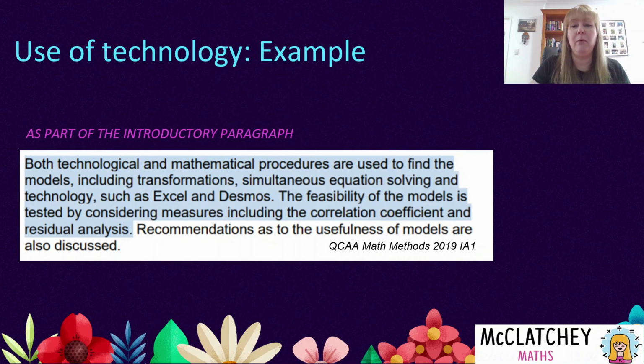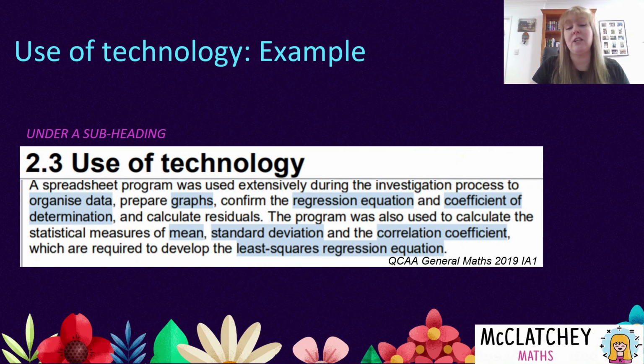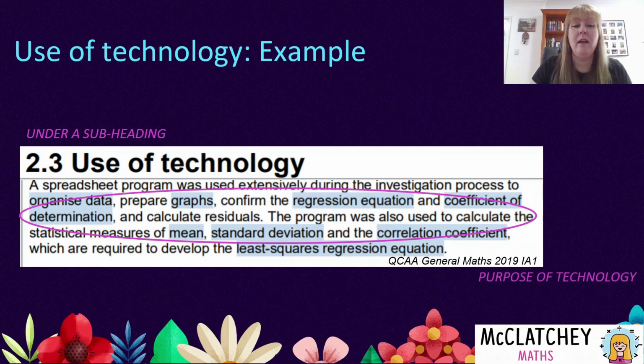So here's an example. This is part of the QCAA's Math Methods exemplar on their website. You'll notice they've stated what technology was used, Excel and Desmos. Notice here it tells us what they used it for, that they're using it for transformation, simultaneous equation solving, and developing models. So state your technology, what its purpose is. This was done as part of the introduction paragraph. This one was actually done under a subheading on the General Maths exemplar on their website. They've stated here what the purpose of it was.